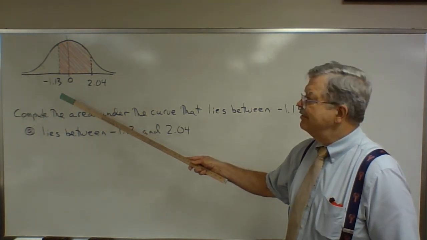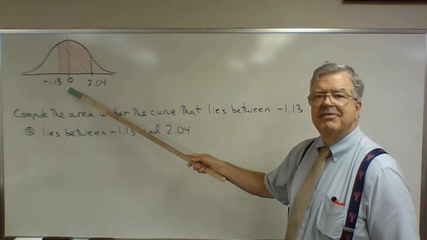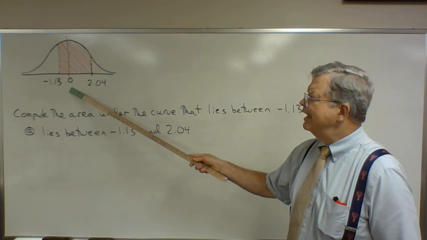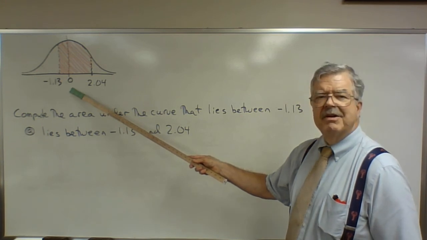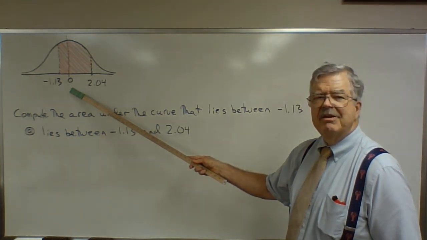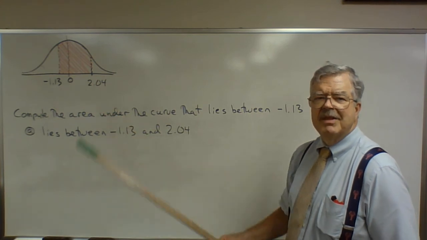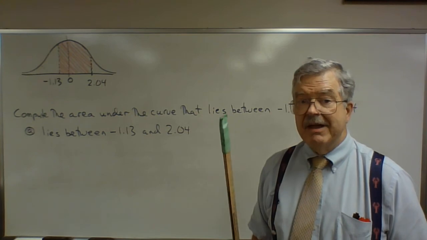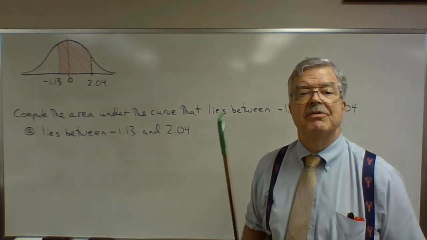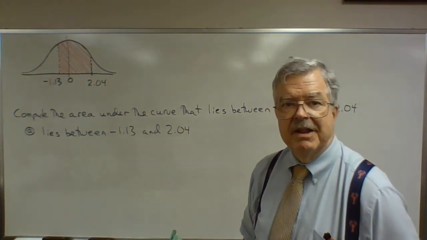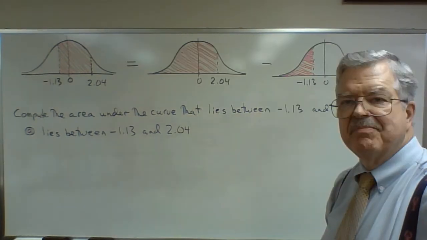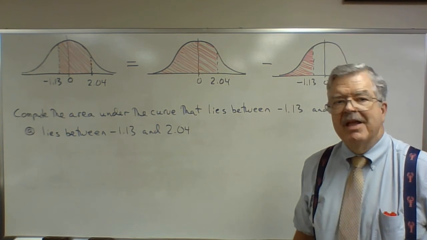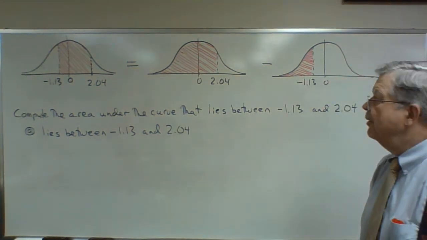It doesn't look like the shaded area of the graph of the table on page 798. It doesn't look like the shaded area of the graph on page 799. So what on earth are we going to do? The fact of the matter is we're going to have to use both tables, and here's how we do it. Have we figured it out yet? Here's what we have to do.